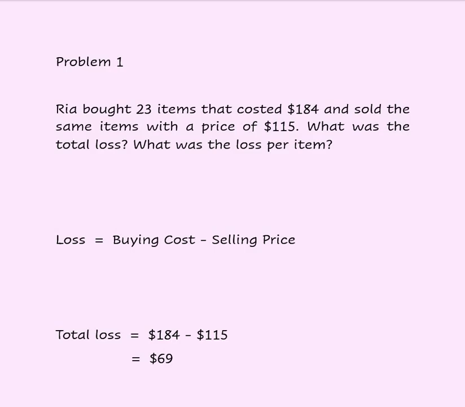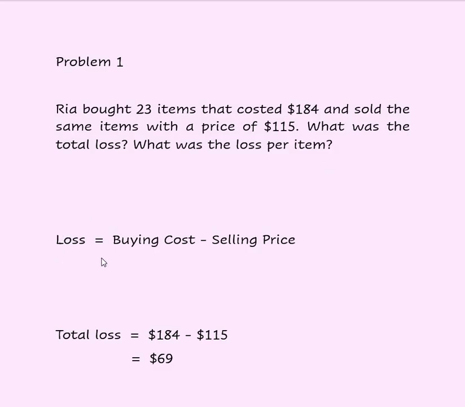We'll solve two word problems today. Let us start with the first problem, problem number 1. Ria bought 23 items that costed $184 and sold the same items with a price of $115. What was the total loss and what was the loss per item?